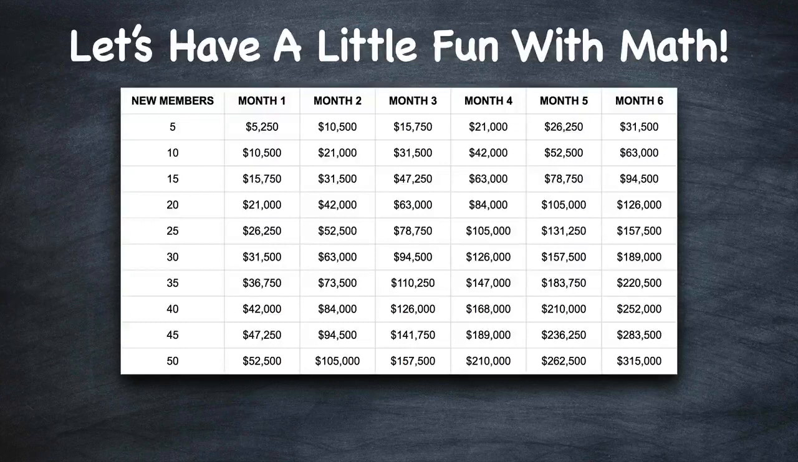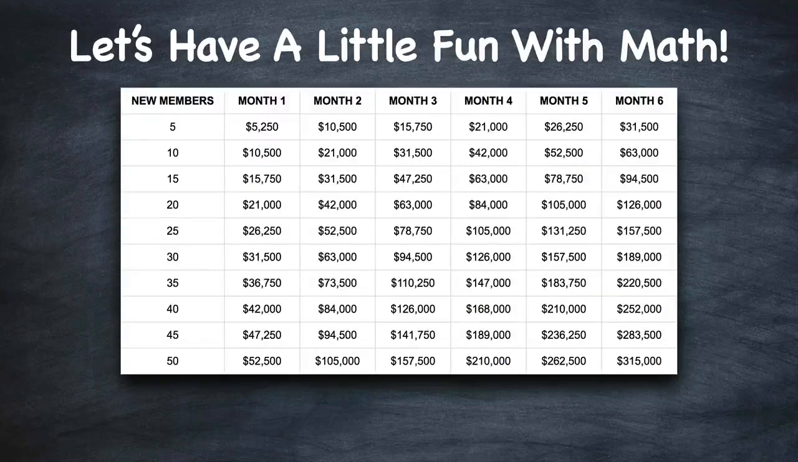But just to be conservative, let's say you're doing this on the side and you can only get 5 new members a day. Well, at $35 a month, your monthly recurring income, which is cash in the bank, is already going to be $5,250. Month 2, you'll be at $10,500. Month 3, you'll be at $15,750. Month 4, you'll be over at $21,000. And it really is incredible.